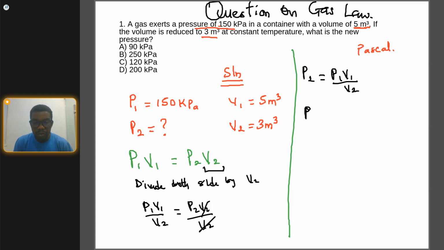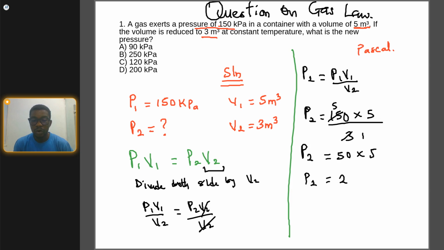So we have P2 equals P1, which is given as 150 kilopascal, multiplied by V1, which is 5 meter cube, all over V2, which is 3 meter cube. So we have to simplify this. P2 equals, if we have 3 here, cancel, we have 1. 3 into 150 is 50. That means we have 50 multiplied by 5. P2 will now be equal to 250.